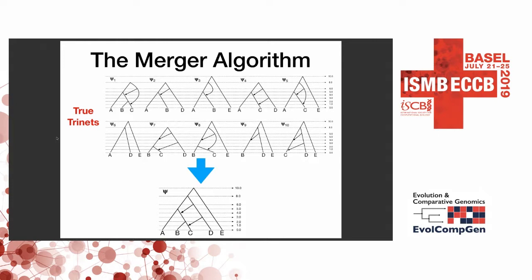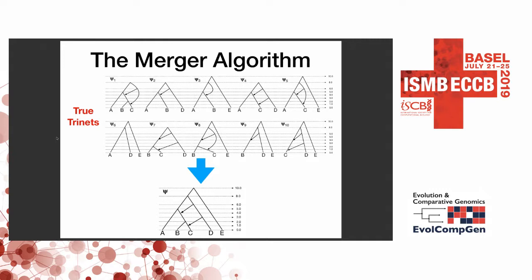Suppose someone has inferred these trinets, networks on 3 taxa, and we want to get from that to the full network. These are every possible trinet on three taxa from A, B, C, D, E. So this is A, B, C, A, B, D, A, B, E, and so on. These are all the trinets. The horizontal dotted lines show the times for the internal nodes. So we have the topologies plus the times, and we want to get to this. Of course, what I'm showing here is the ideal situation where I know the true trinets and all of that, and I want to get to the network.